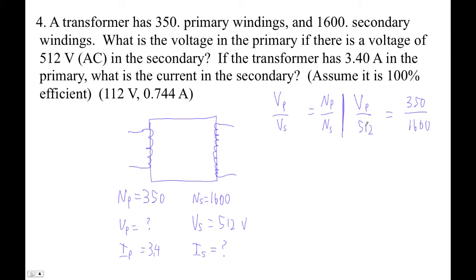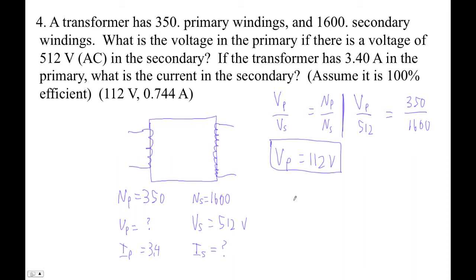All right, here it is. So now I'm going to go 512 times 350 divided by 1600. And that is 112. Okay, so the voltage in the primary is 112 volts, right? Okay, now let's see. We are stepping the voltage up, so the current is going to step down.